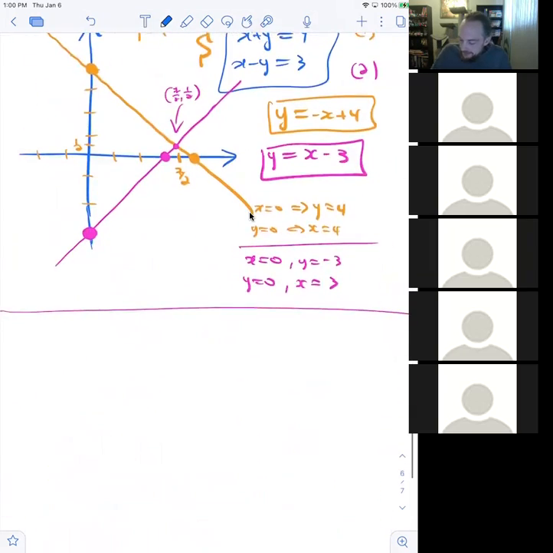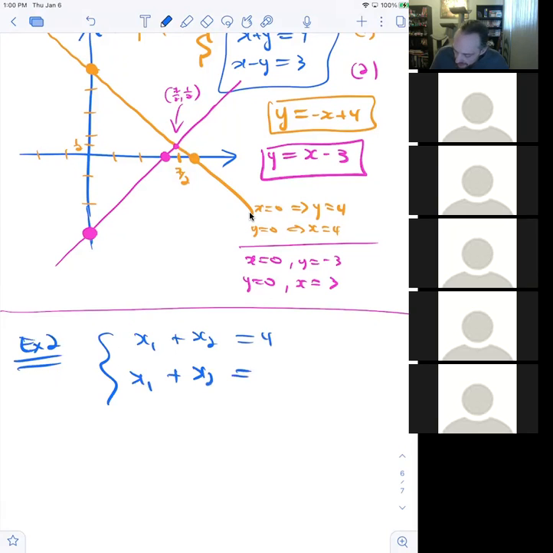But what do the other cases look like? If I do example 2, what if we do x1 plus x2 equals 4 and x1 plus x2 equals 3?